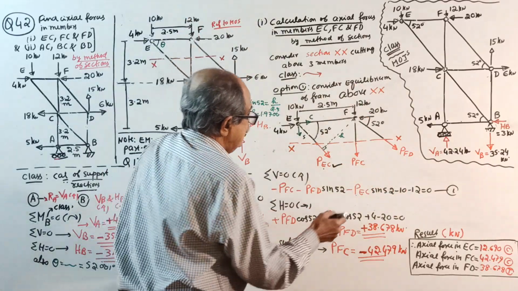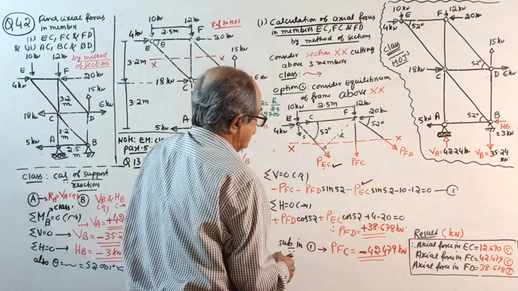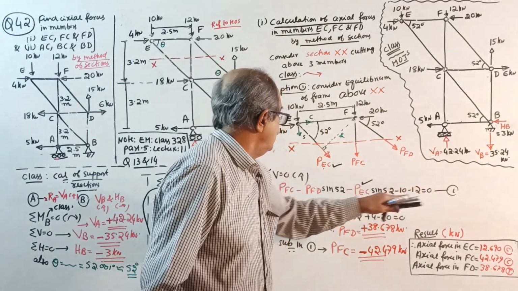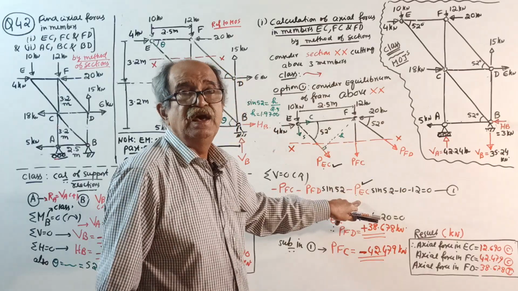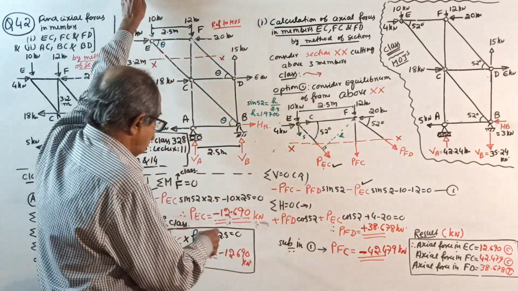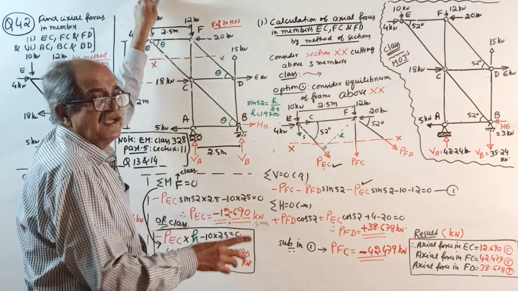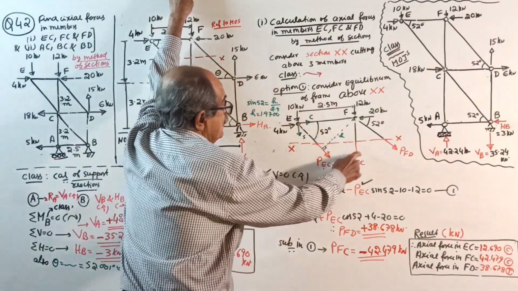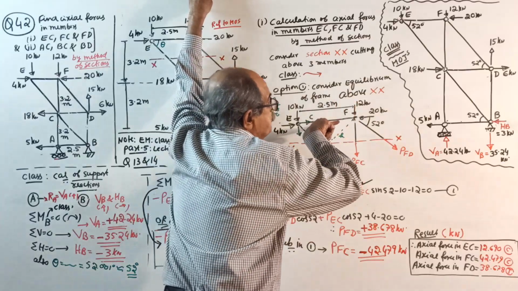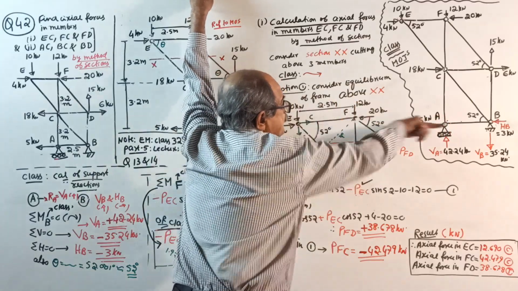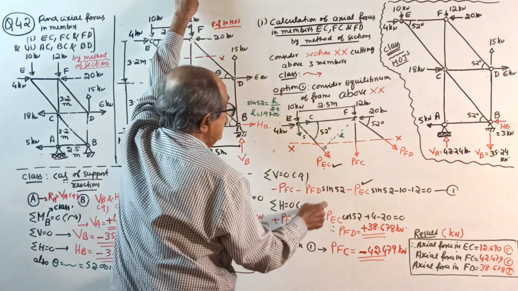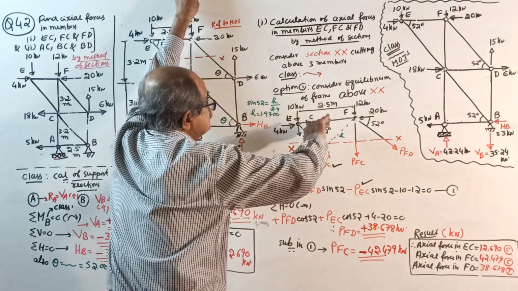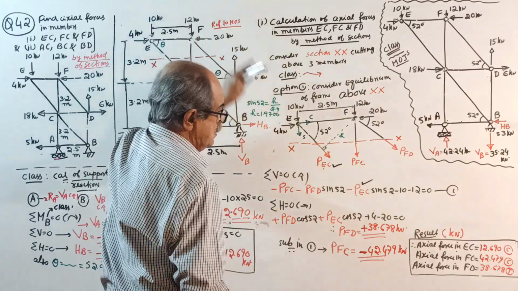See, PEC is known. You write here, but these two are both unknowns. So you get equation number 1 in terms of these two. Here you have to substitute whatever value you got, minus 12.690. Don't substitute now. Now, sigma H equal to 0. Take right side positive. PFC will not come. Plus P unknown first. Plus PFD cos 52. Plus PEC cos 52. Plus 4 minus 20 equal to 0.